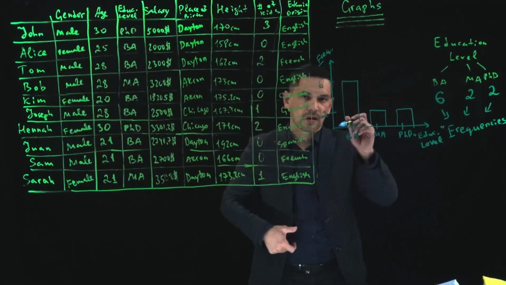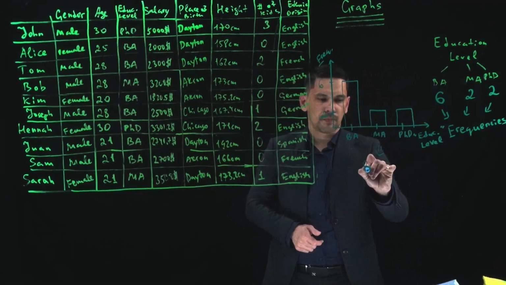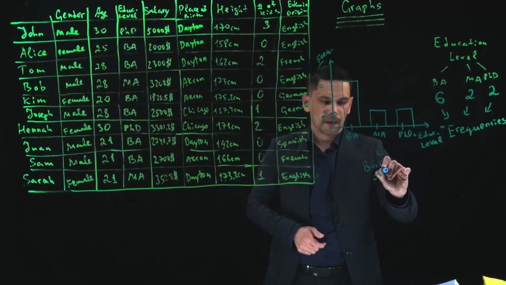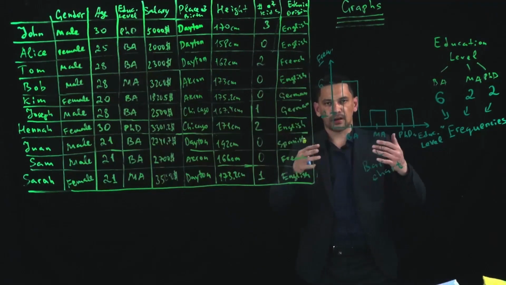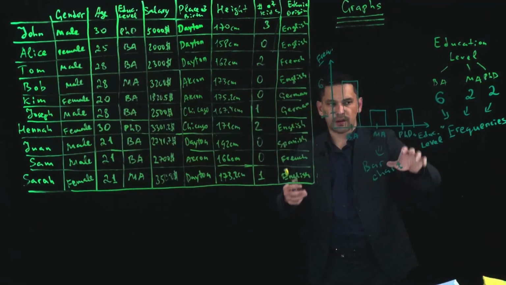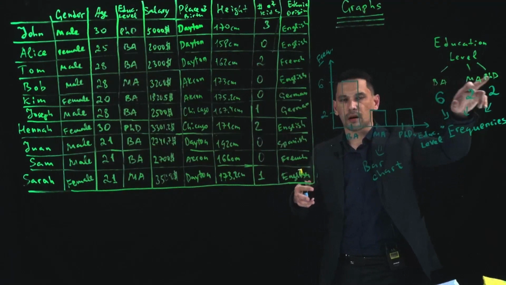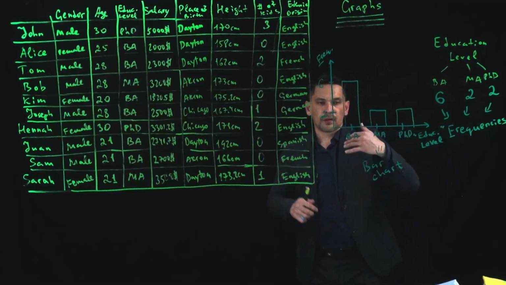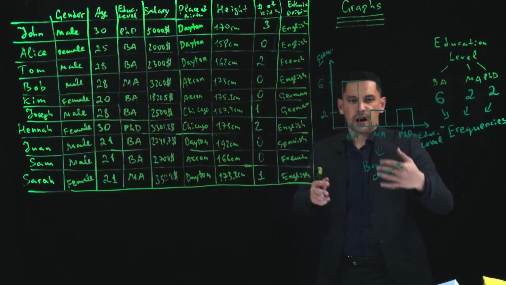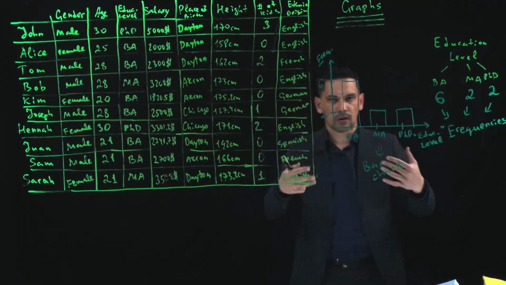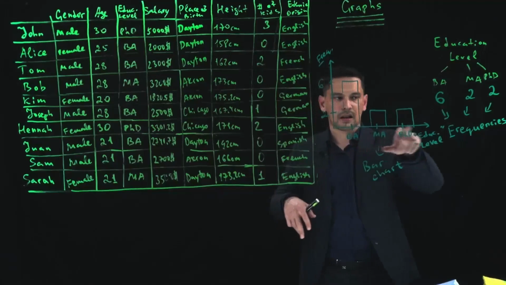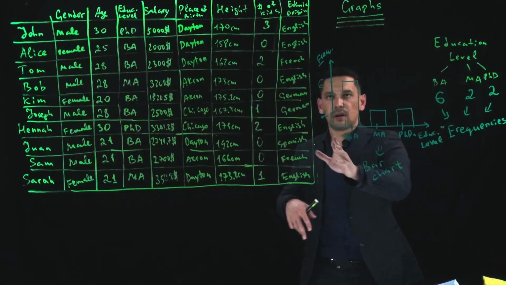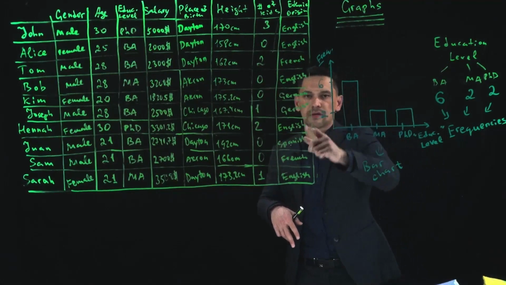Okay, this kind of a graph is called a bar chart. Now, what is a bar chart? A bar chart is a graph that shows a categorical variable. Okay, we know that the variable education level is categorical. Yeah? So please remember that a graph that displays a categorical variable is called a bar chart. And in any kind of a bar chart, the x-axis shows the values of the variable and the y-axis shows the frequencies for those values.